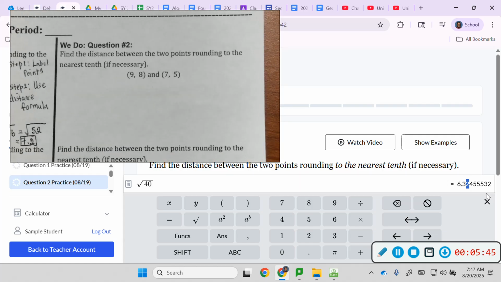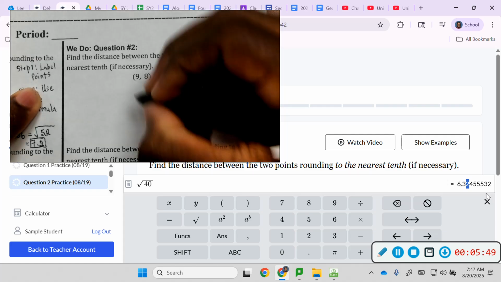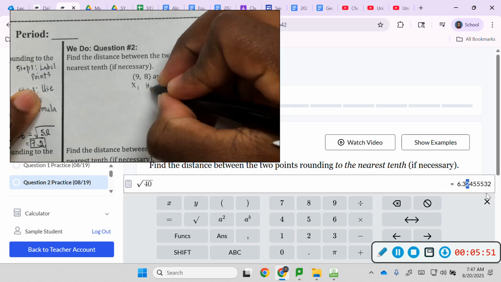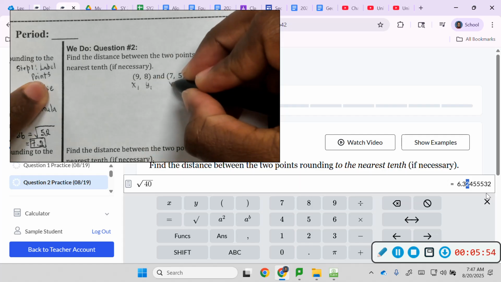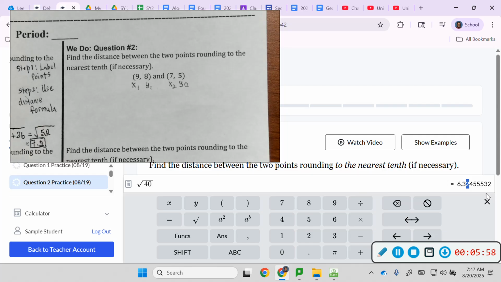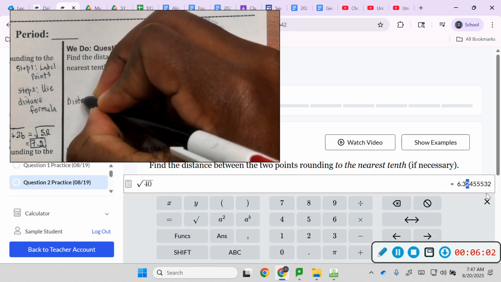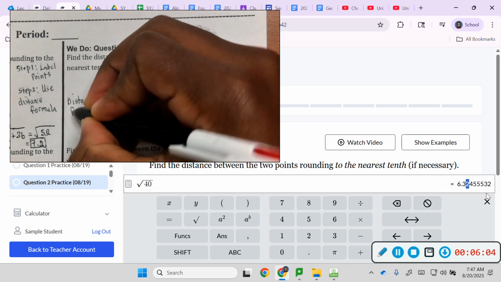So the next question, again, we're finding the distance. So step 1 would be label points. So this would be my x1, y1, and then this would be my x2, y2. Now I'm going to use a distance formula. So what I'm going to do for this question, guys, is that after I write the distance formula, I'm going to show you how to just plug it into the calculator.